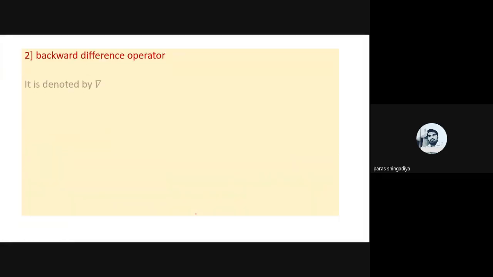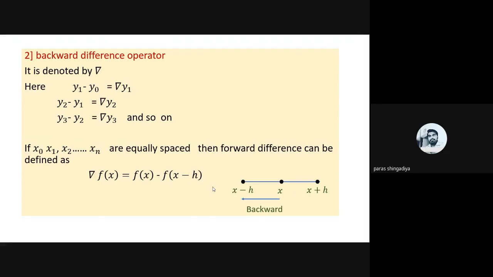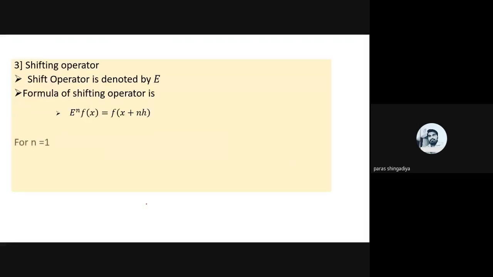And then second, that is nabla, which is known as the backward difference operator. For equally spaced data, it is defined as nabla fx is equal to fx minus f of x minus h. You have to shift to the backward side, that is x minus h. So it is known as the backward difference operator. Nabla fx is fx minus f of x minus h.